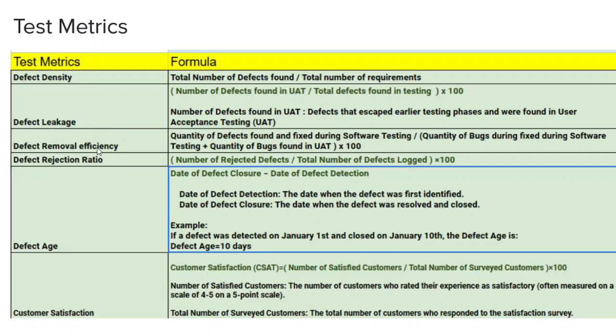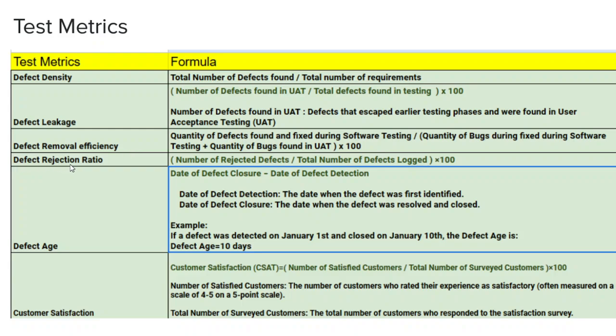Defect removal efficiency. What is the formula for defect removal efficiency? It is the number of defects found and fixed during software testing, divided by the number of defects fixed during software testing plus the number of defects found during UAT. This value divided by the addition of these two values, multiplied by 100, gives you defect removal efficiency.